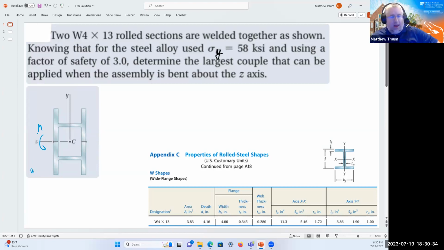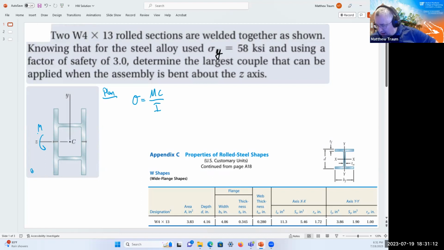Now, when I solve these problems, I always like to have a plan of attack in advance, so I'm not just writing down a bunch of random equations. I kind of want to see where I'm going. So here's my plan to solve this. Ultimately, I know from the foundations of the class that the stress is equal to the bending moment couple times the value C, which is a distance, divided by I. That's the foundational equation that I'm going to use.